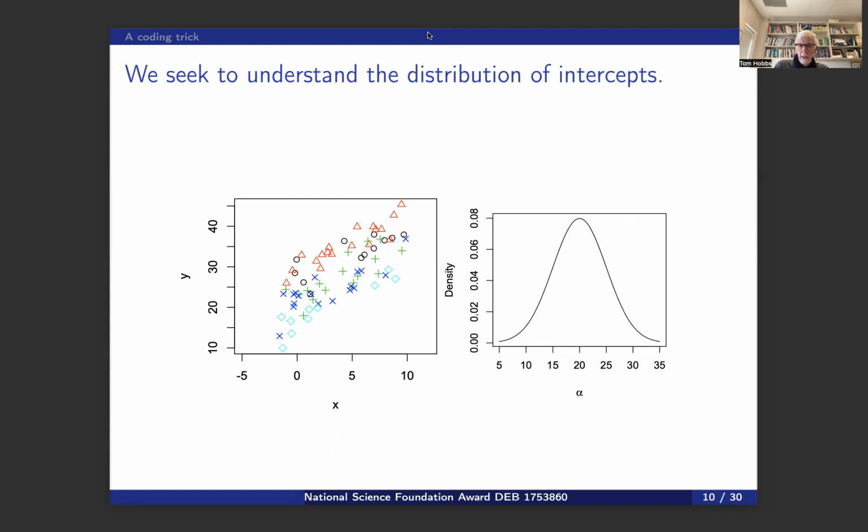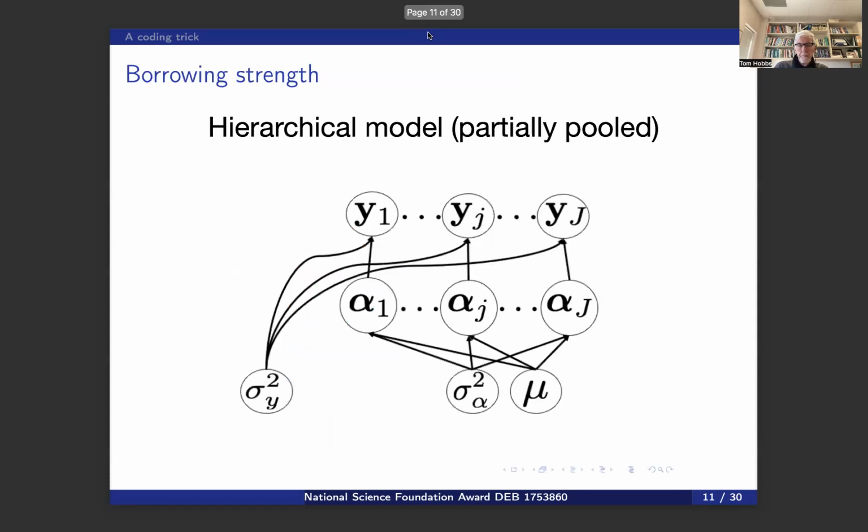In the left-hand panel, the different colored symbols represent different studies. We're assuming they all have the same slope, but we'll relax that assumption a little later. And we want to know what's the distribution from which the intercepts of these different models were drawn, and that's shown in the right-hand panel.